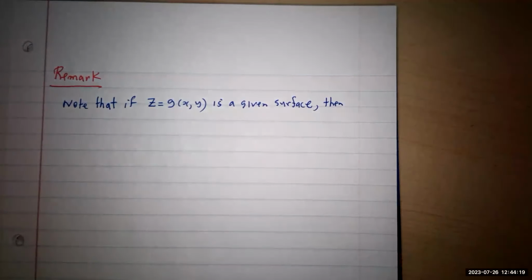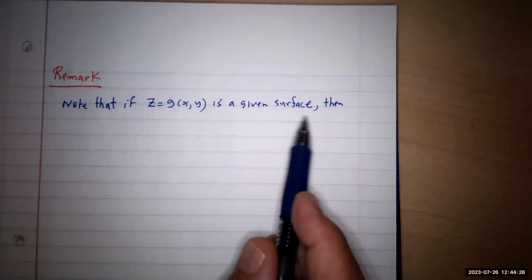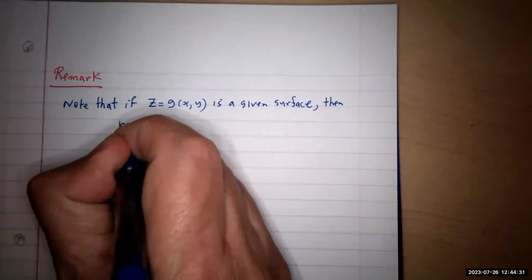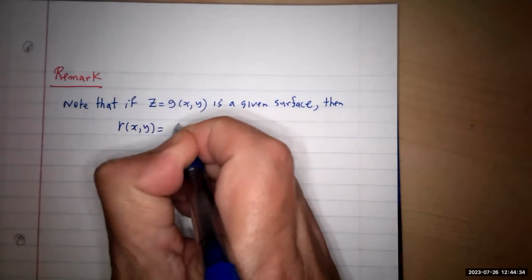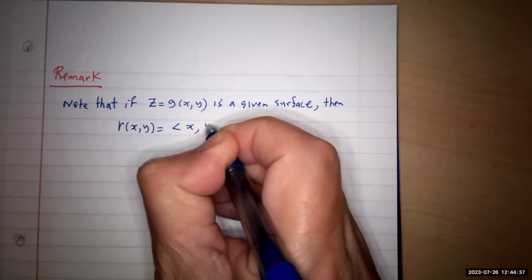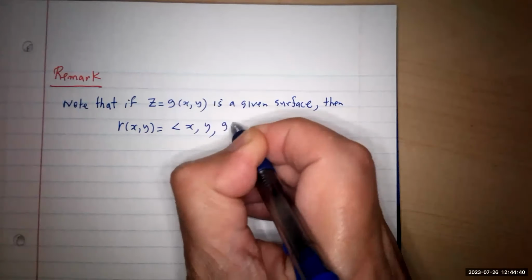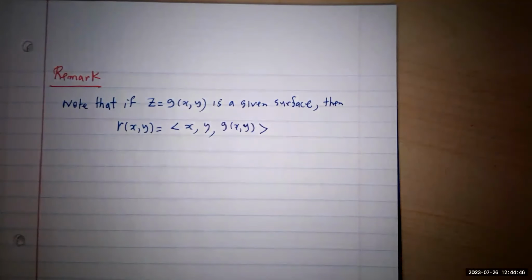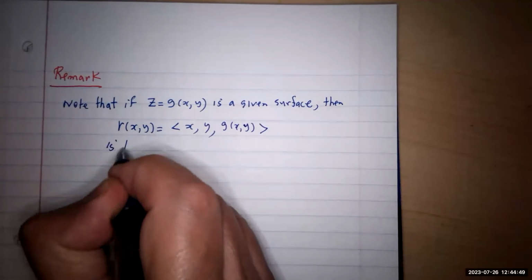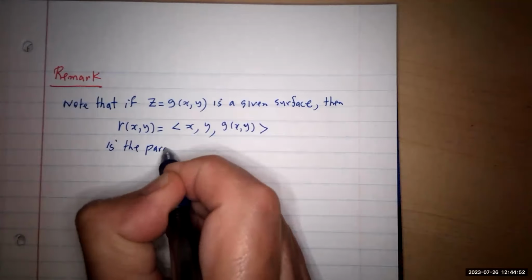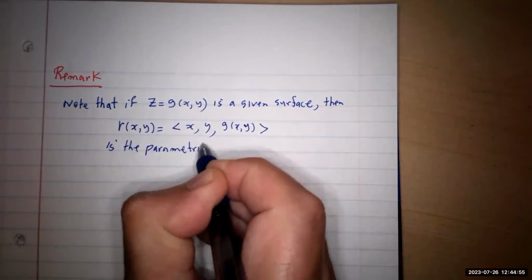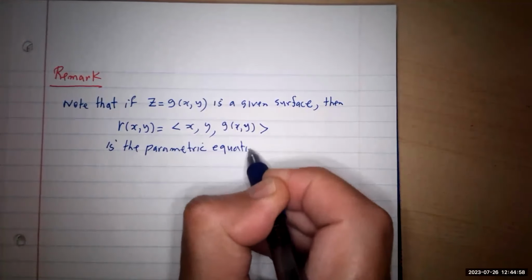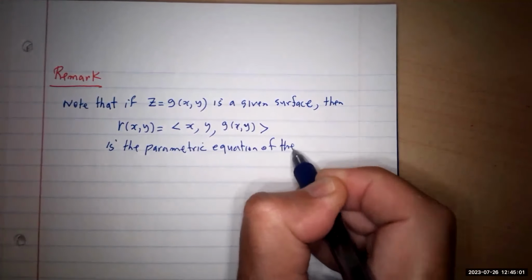The parametric equation of this one is easy. As we talked about, if you love u and v, you can change it, but I prefer to stay with x and y here. So the parametric equation is going to be r of x comma y. Simply x is a free variable, y is a free variable, z is g of x comma y. You see? That is going to be the parametric equation of the surface.